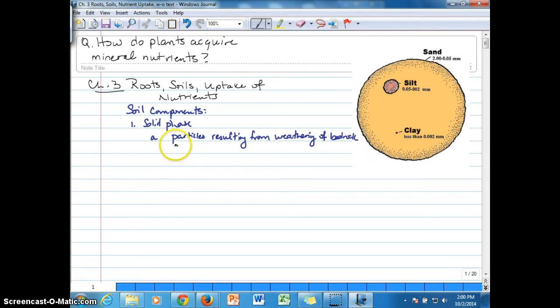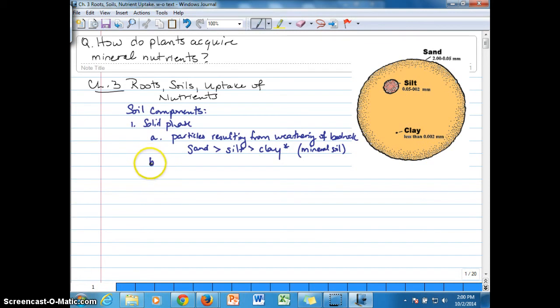and those particles have varying sizes that's displayed over here, this diagram that we've seen before, with sand being the largest, then silt being the next diameter particle, and finally clay being the smallest. Now clay is what we're primarily going to concentrate on in this discussion for the mineral soil. Remember, this is the mineral soil components.